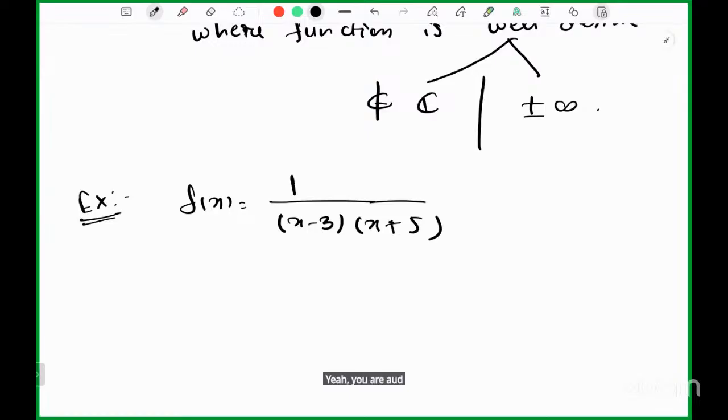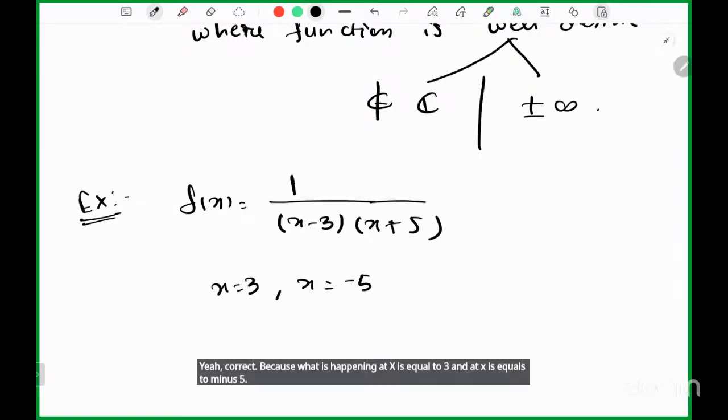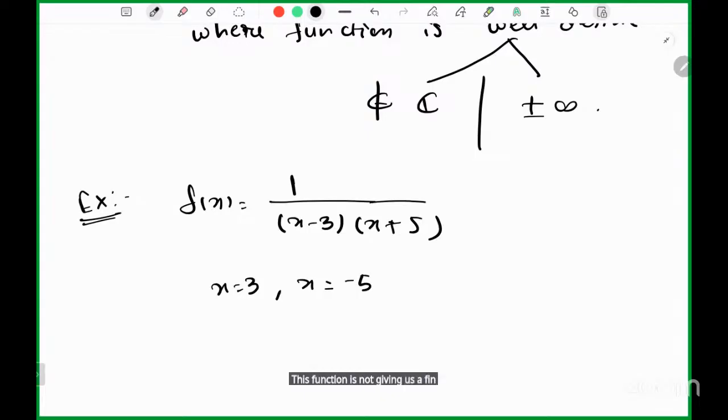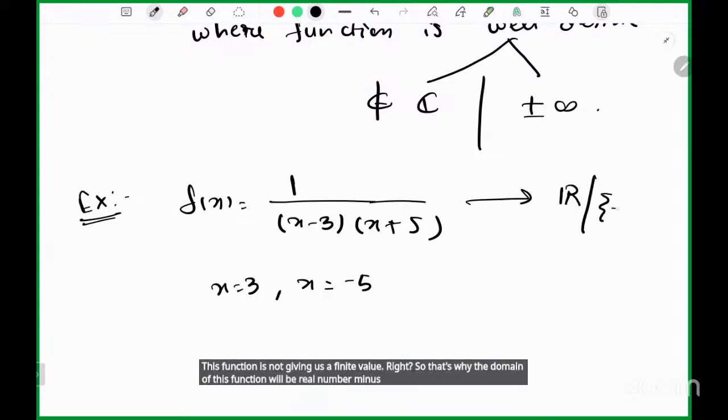I guess the domain will be not equal to 3 and not equal to minus 5. Yeah, correct. Because what is happening at x equals 3 and at x equals minus 5, this function is not giving us a finite value, right? So that's why the domain of this function will be real numbers minus {3, minus 5}. Okay, so that's the meaning of domain.